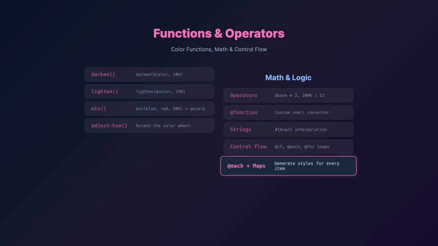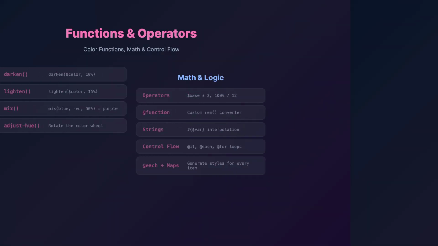Control flow with @if, @else, @each, and @for. @each $color, $value in $colors generates styles for every color in a map. These features turn SASS into a proper programming language for styles.